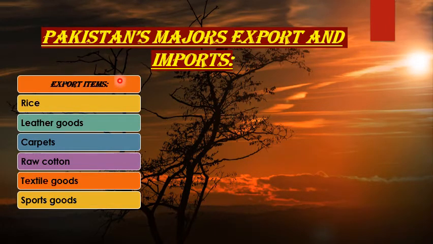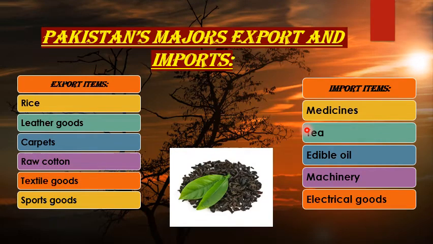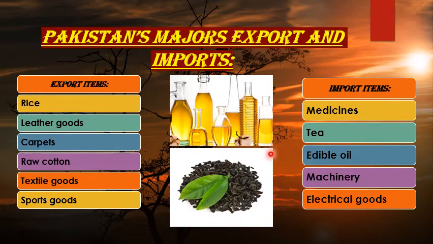Apart from export items, there are some things which are not in good amount or which are not good enough in our country, so we have to buy those things from other countries, and those things are medicines, tea. Now tea will include tea leaves. Apart from this, edible oil, it means cooking oils which are able to eat. Now machinery and electrical goods. So these are the import items of Pakistan, and these are the export items of Pakistan.